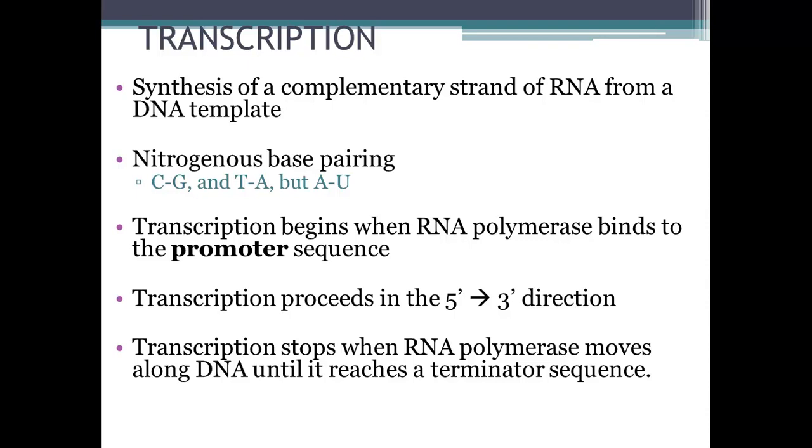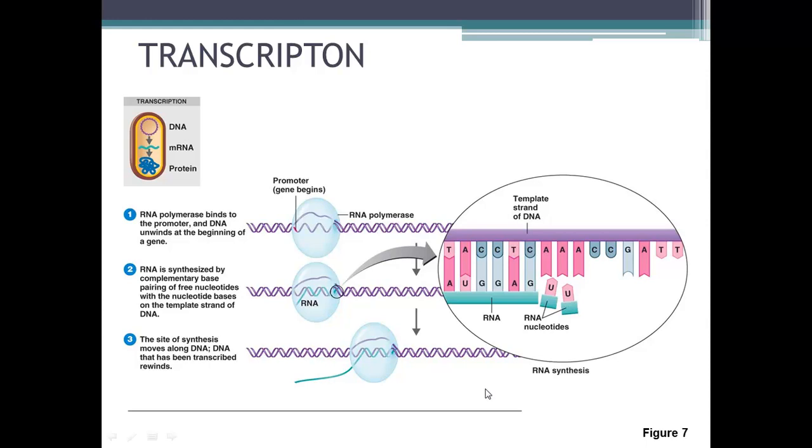So transcription stops when the RNA polymerase moves along the DNA until it reaches the terminator sequence, which is the end of the gene. Once we reach the terminator sequence, mRNA is released. So here we see in the picture that we have DNA, and we're going to use the DNA as a template to make an mRNA, and that mRNA is going to then make a protein. The step that we're doing now is DNA to mRNA. mRNA to protein is translation, and that's what we'll be discussing next.